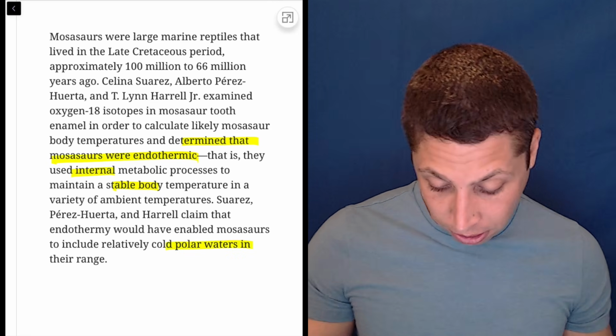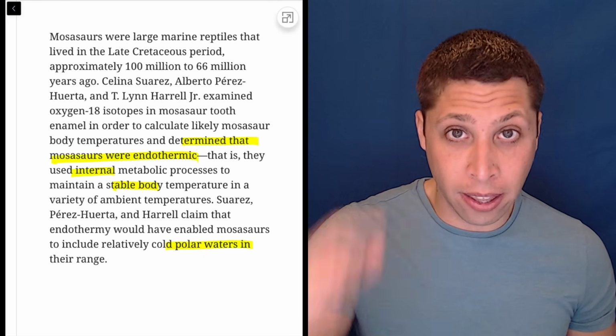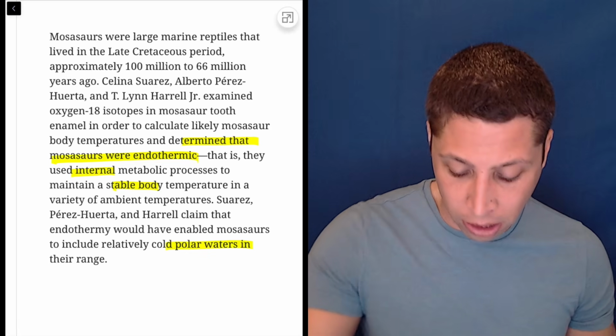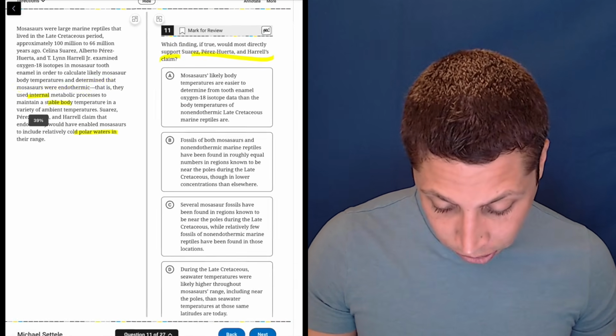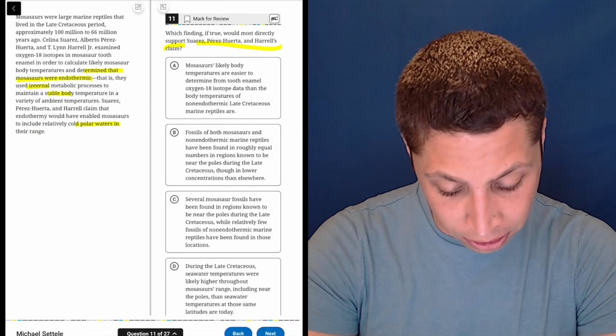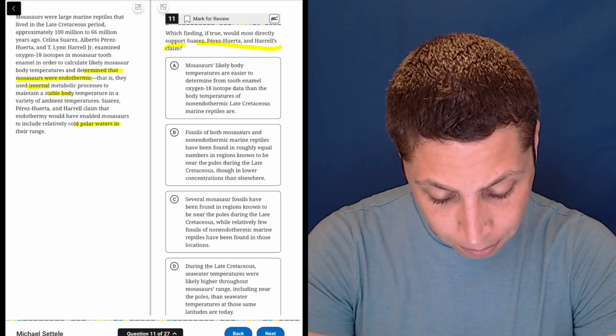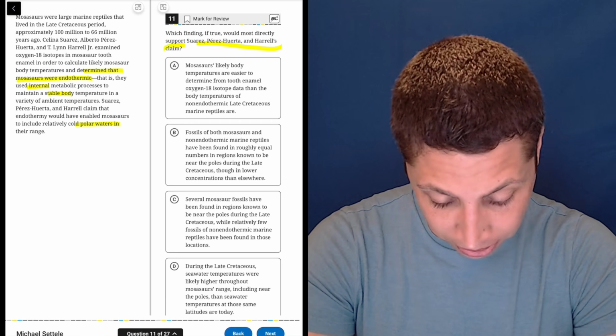They claim that endothermy would have enabled mosasaurs to inhabit relatively cold polar waters. So there are 2 claims here. One claim is that they're endothermic. The other claim is that because they're endothermic, they can go into cold polar waters. So we want to support either of those claims. Let's see if anything does that here. Mosasaurs' likely body temperatures are easier to determine from tooth enamel data than the body temperatures of non-endothermic marine reptiles. That doesn't seem related. I don't know what that's about.